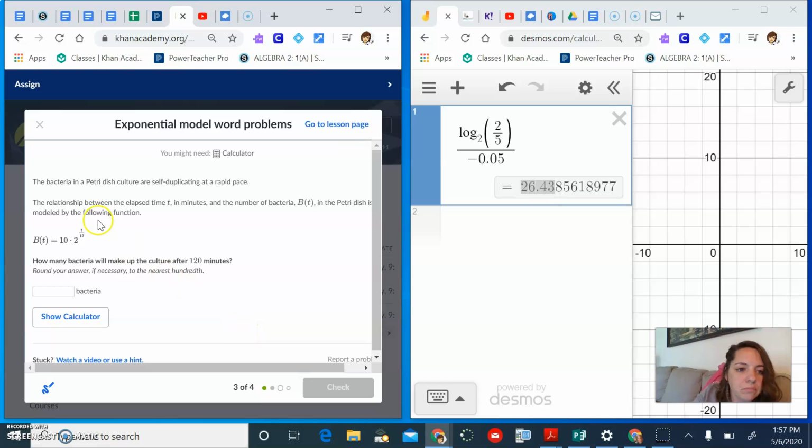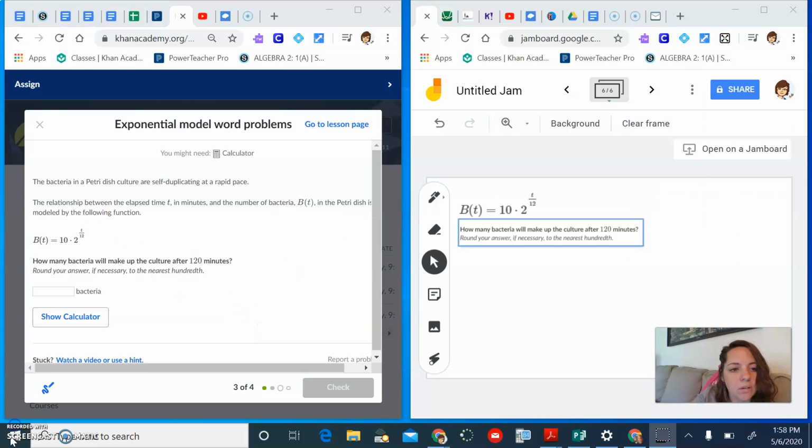All right, let's do another. Okay, so this time we're talking about bacteria in a petri dish, and that it's growing. And the relationship is in minutes, bacteria. It says how many bacteria will make up the culture after 120 minutes.